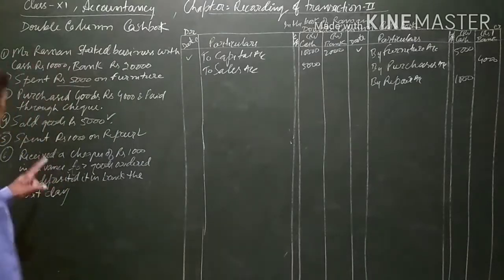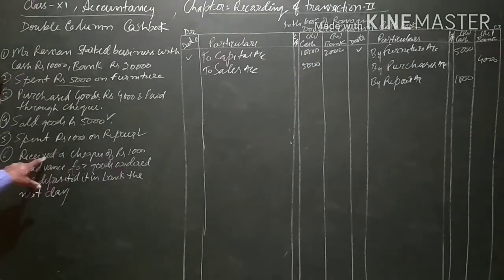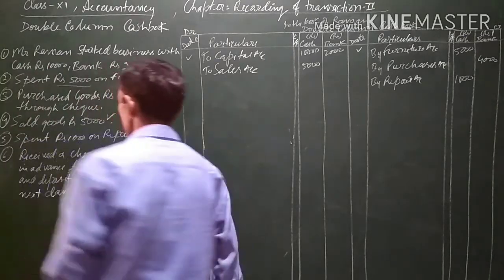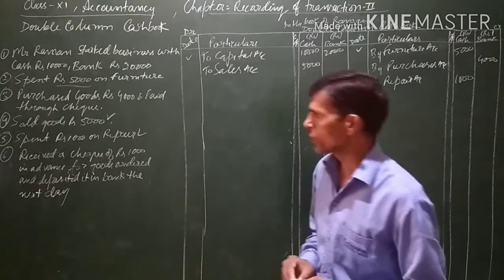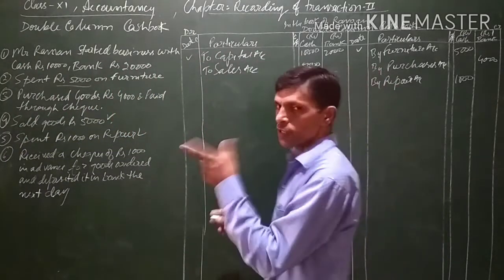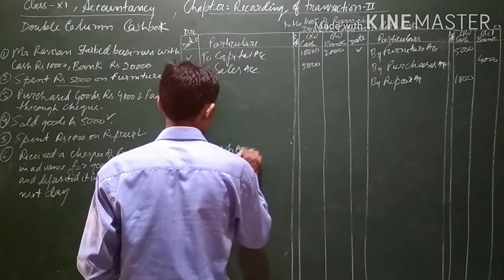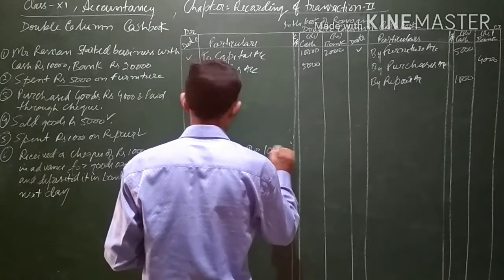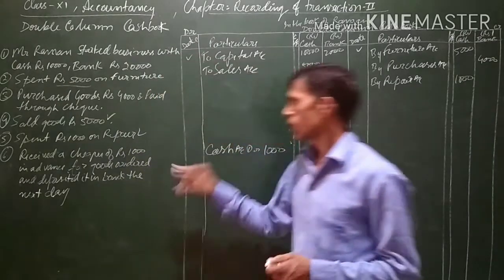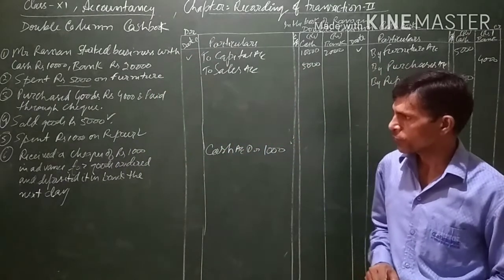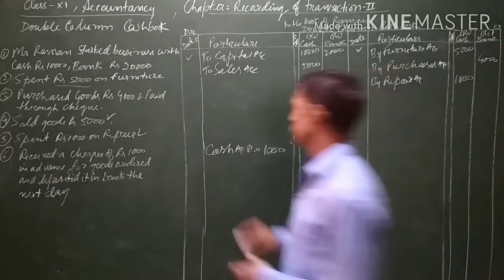Now let us see the next entry. Received a check of rupees 1000 in advance for goods ordered. Since we are receiving check here, then cash account will be debited with 1000. And now this is an advance which we have received.